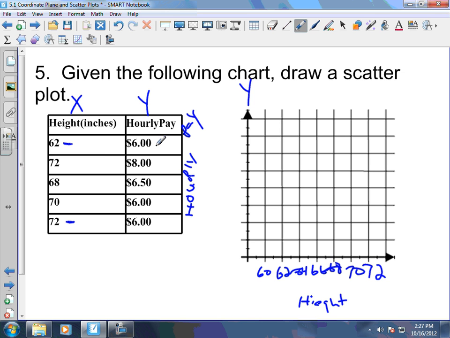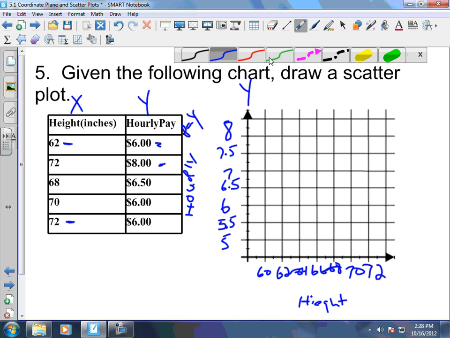Now, my smallest number here is 6. My largest is 8. So I can go 5, 5.5, 6, 6.5, 7, 7.5, 8 and still be fine. There's all of those numbers.